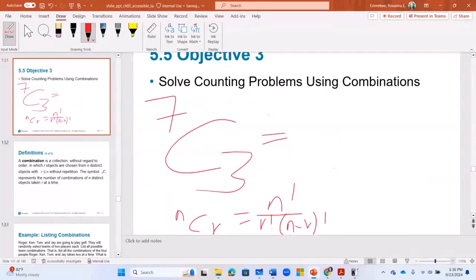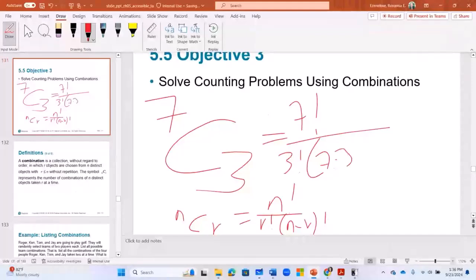All right, so I will have 7 factorial, the number of shoes I have at a time, all over 3 factorial into 7 minus 3 factorial. So this is how I'm going to do it. And don't worry about doing it by hand. But anyway, I'm going to just show what it is.